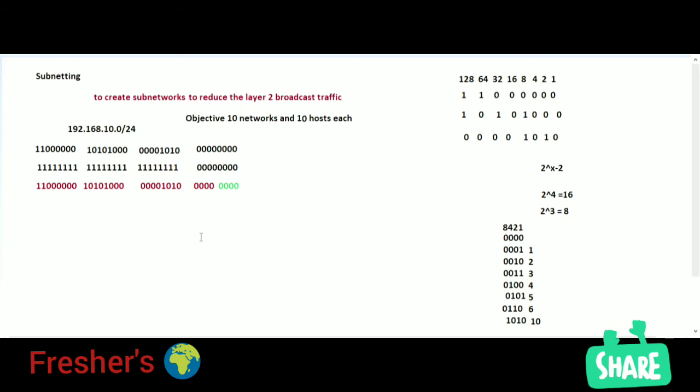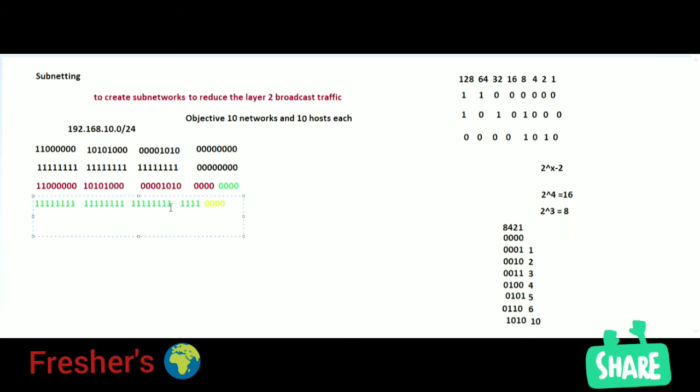So I have borrowed 4 bits. 24 plus 4 is 28, so the subnet mask is /28. That means 28 ones: 8, 8, 8 and then 4. That is 24 bits, and now I have borrowed 4 bits. These are the 4 borrowed bits, and the balance is the host bits, the host part.